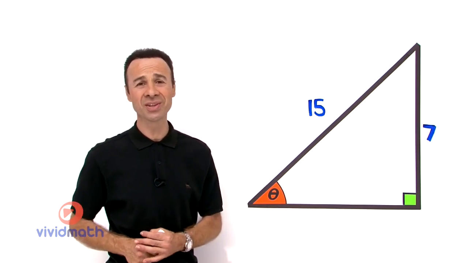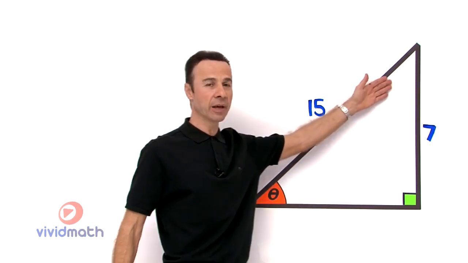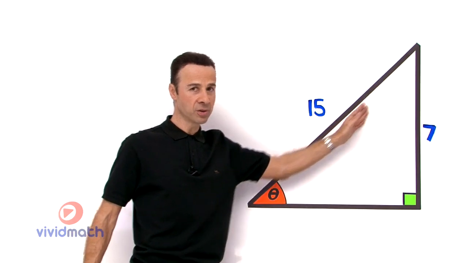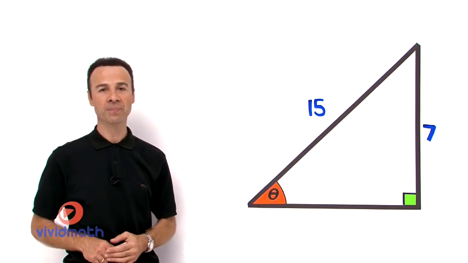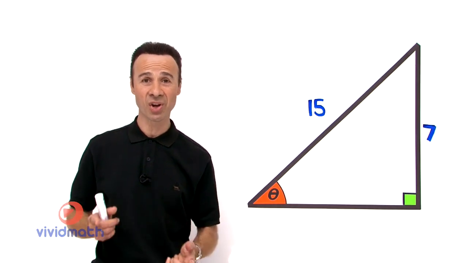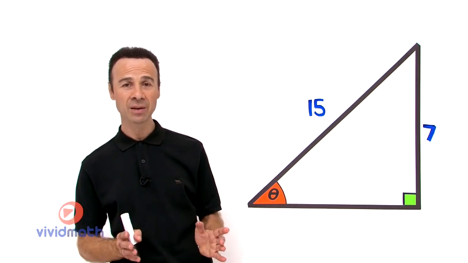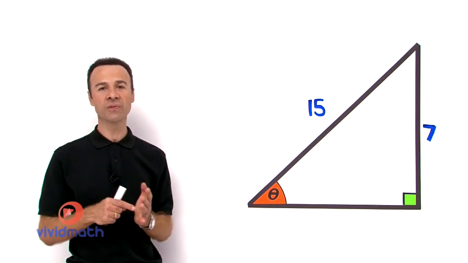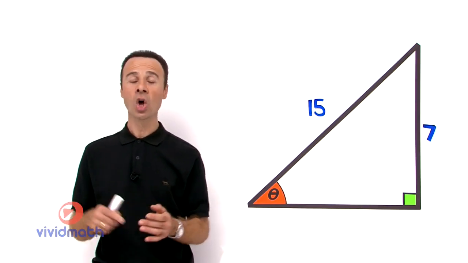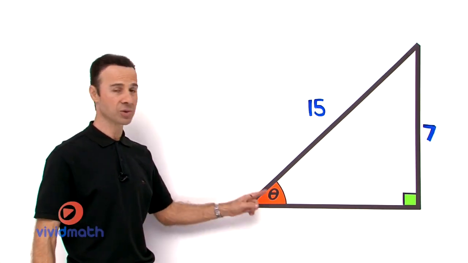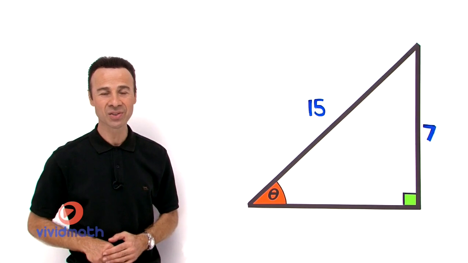Well, the good news is they have given us two lengths: 7 over here, and across here, the hypotenuse, we are given 15. So the first step we need to do is work out the trig ratio. Is it a sine, a cos, or a tan? Then once we make that decision, we're going to use a shift, second function, or inverse on your calculator twice so we can deduce what this theta is.